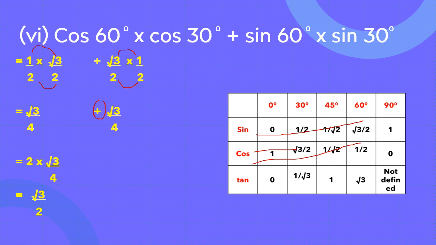We can directly add the numerators. So root 3 plus root 3 will be 2 into root 3, because there are 2 times root 3, and upon 4 as it is. Since there is multiplication here, children, we can cancel 2 ones are and 2 twos are 4. So this will give me root 3 into 1, which will be root 3, and the denominator will change from 4 to 2. So our answer will be root 3 upon 2.